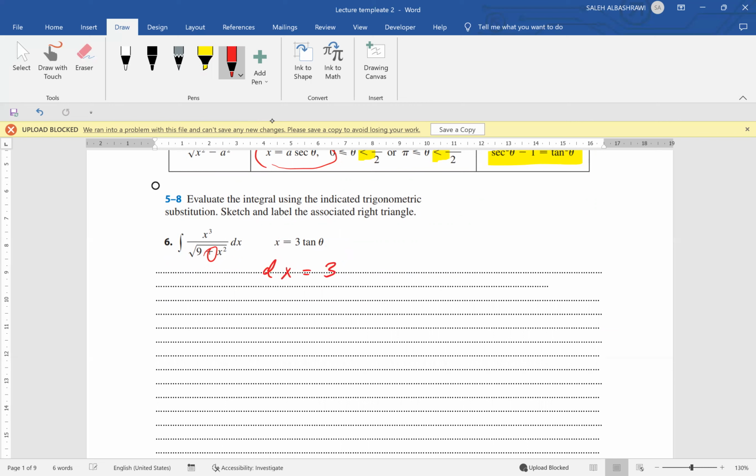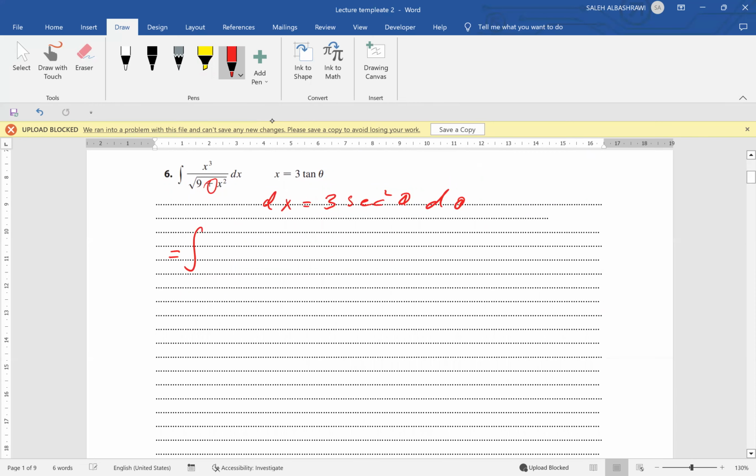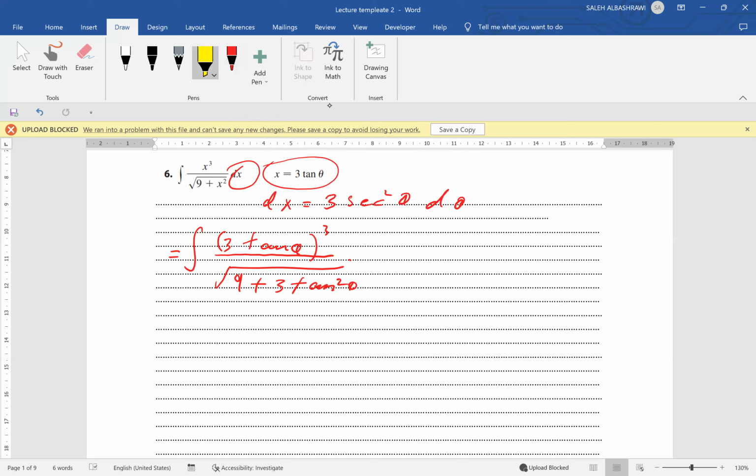So if x equals 3 tan theta, then dx is equal to 3 secant squared theta d theta. So the integration will be, now I have x to the power 3, which means we are going to cube 3 tan theta. It will be (3 tan theta) all to the power 3, divided by the square root of 9 plus (3 tan theta) squared, multiplied by dx, which is 3 secant squared theta d theta.